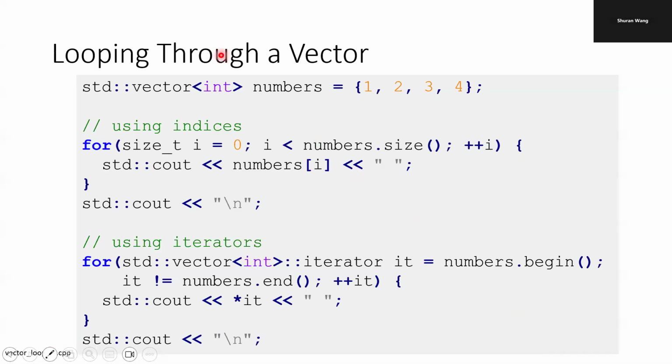And looking through the vector, you have two options. One is using indices. You can start from the first index, i equals 0, to 1 less than numbers.size, and increment. Using iterators, you can start from numbers.begin iterator until the end and plus plus it. And you can access every element by dereferencing the iterator.